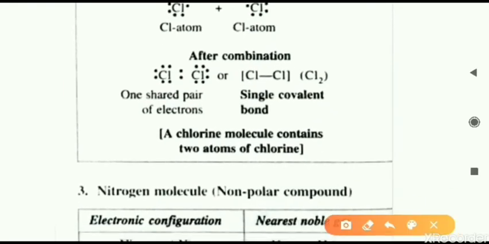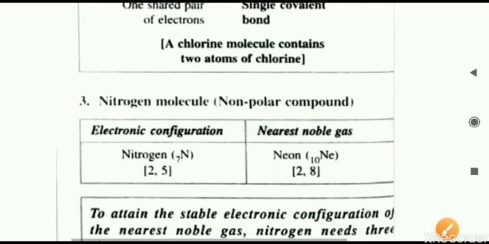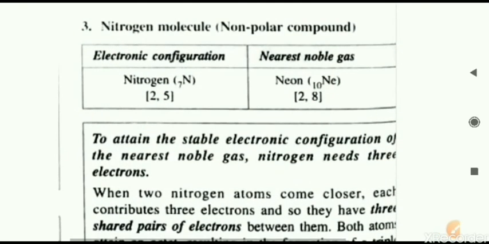So as a result, what will happen? One electron pair is shared. Only one electron pair is shared. That means it will be a single bond, that is, a single covalent bond is formed. This single, double and triple bond, all we have done in the last class.